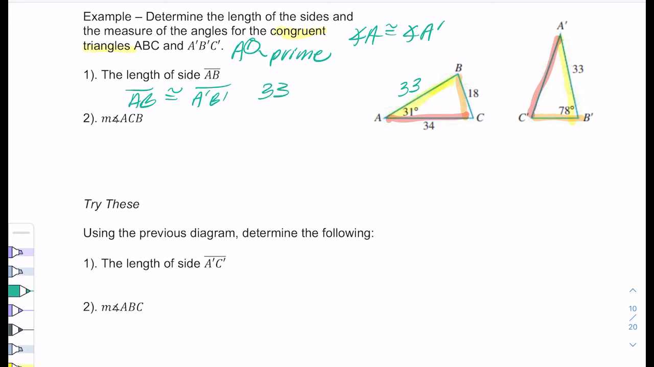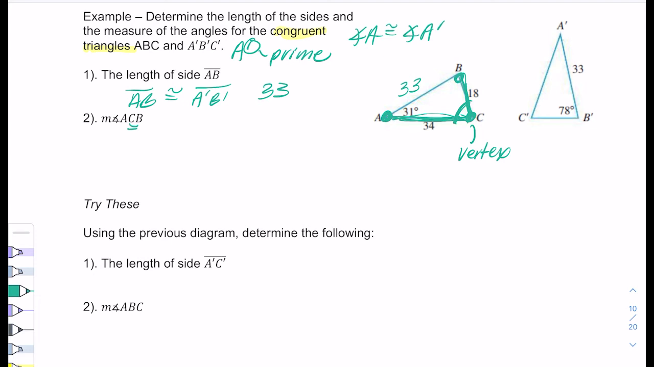In number 2, they want us to find the measure of angle ACB. So if I look at ACB, here's A, here's C, and here's B. Remember when we talked about angles in the last section, they're asking for this angle right here. That's the vertex. You can tell because it's in the middle. So they want to know, what is that angle?